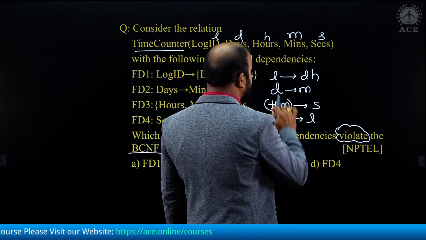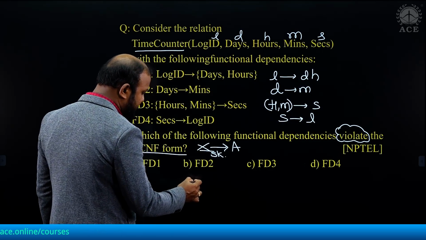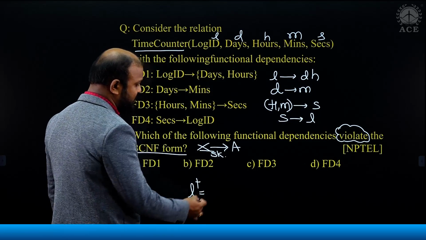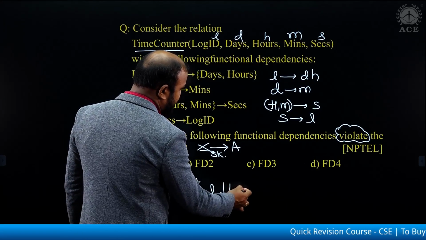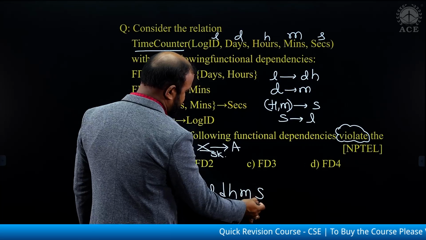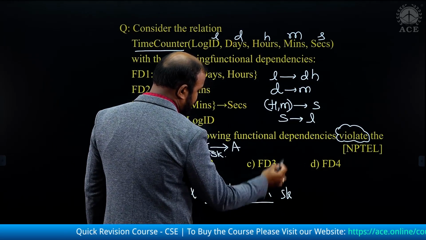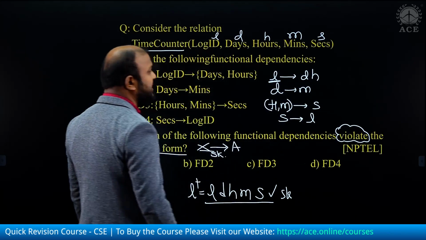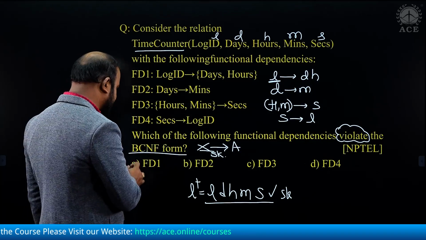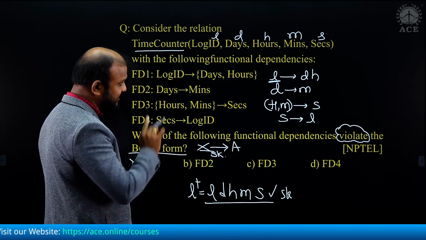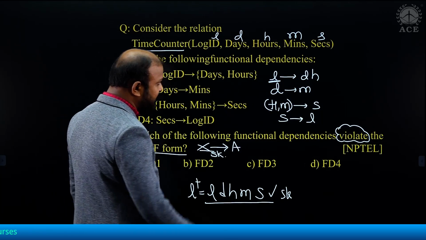For L to DH to satisfy the BCNF rule, L should be a super key. L should be a super key means L closure should contain all attributes. What is L closure? L, D, H. With D we have M. With HM we have seconds. All attributes. Because L is a super key, L to DH is satisfying the BCNF rule. Because the question is about violating, FD1 is not violating, FD1 is satisfying. So FD1 is wrong.